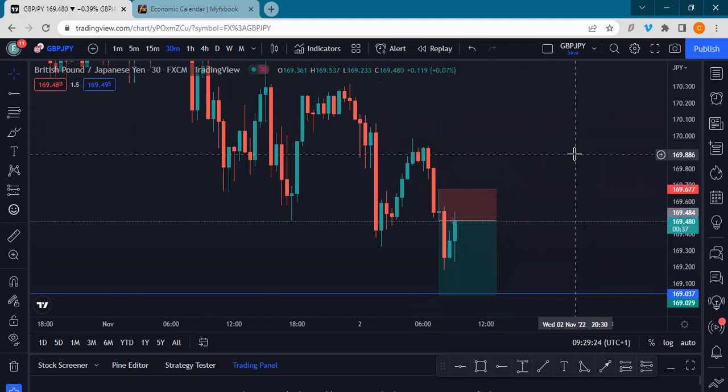Do you see how we were able to take the bias from the daily, go all the way down to the 4-hour, the 1 hour, the 30 minutes, and execute in line with the daily trend, with the higher time frame trend? So that's what you want to be doing. You'll be right more than you are wrong, right?